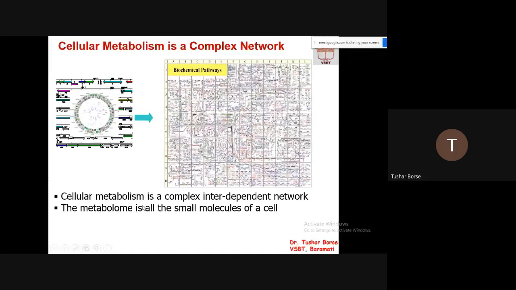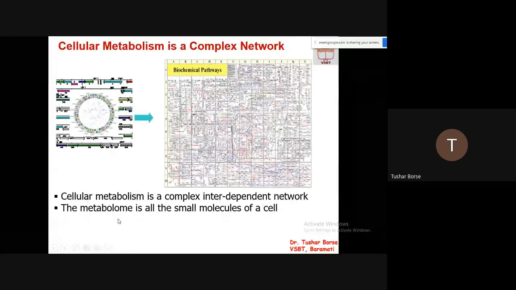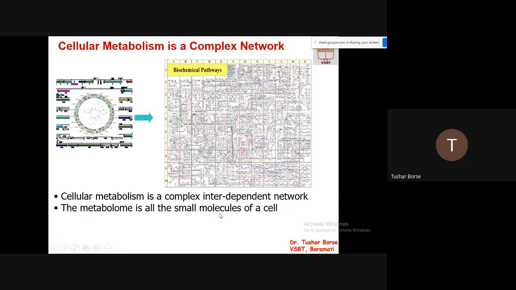As I told you, cellular metabolism is a complex interdependent network, and the metabolome consists of very small molecules of a cell. There are thousands and thousands or lakhs of metabolites that you may have. For those metabolites, you have a huge network of metabolic networks which are defined by some specific pathways.